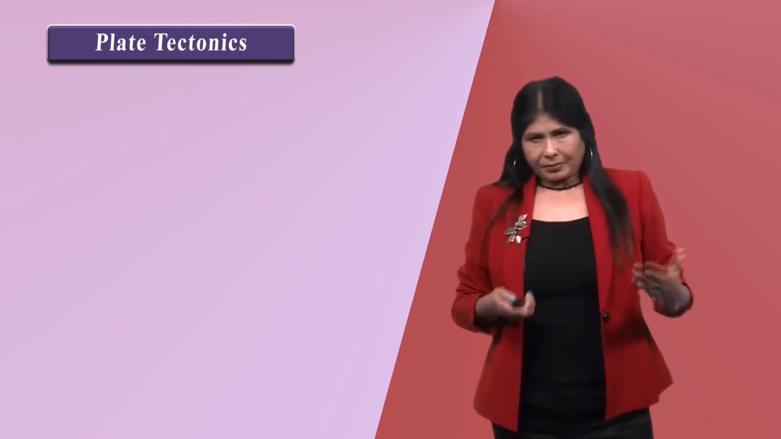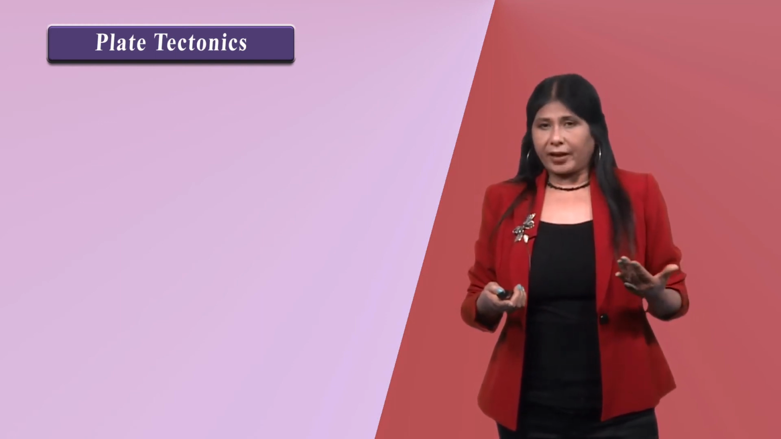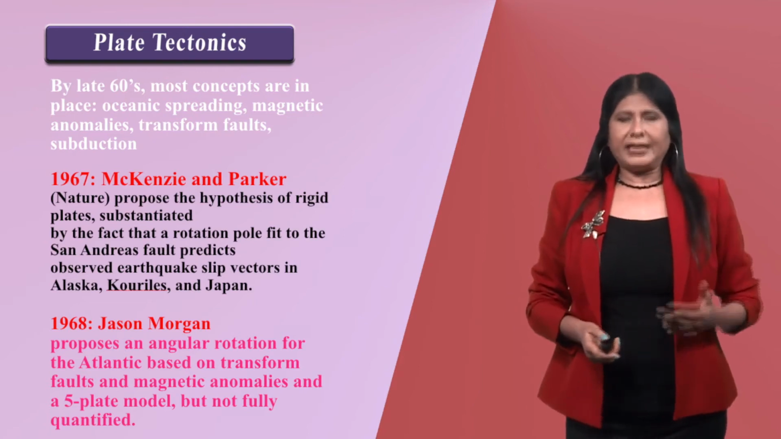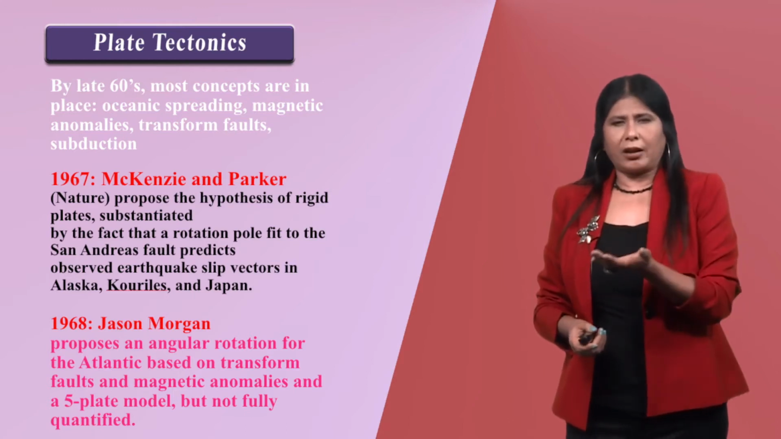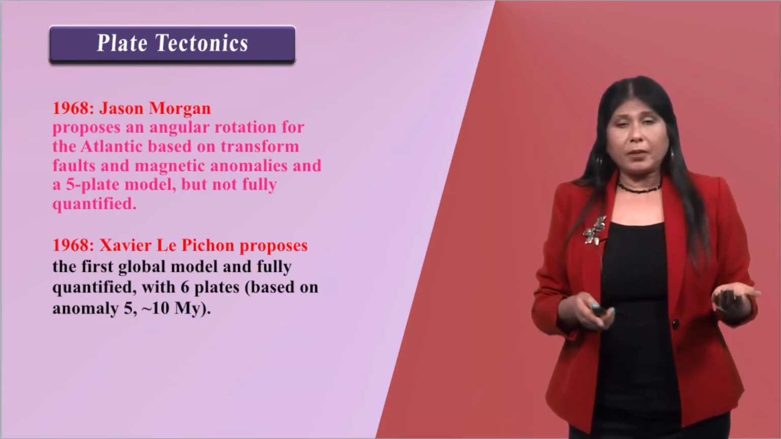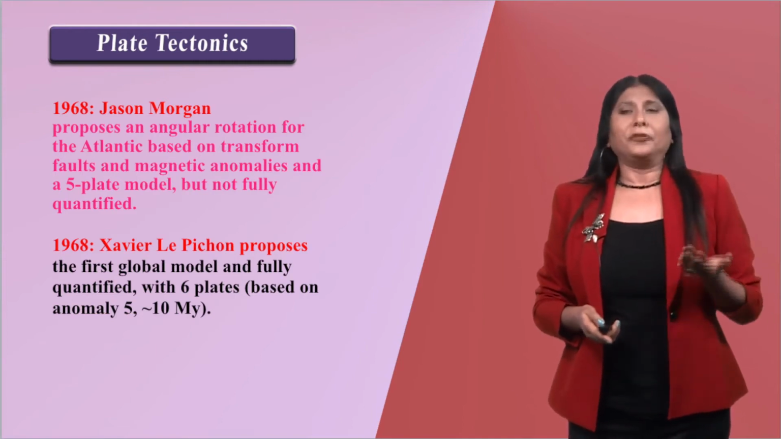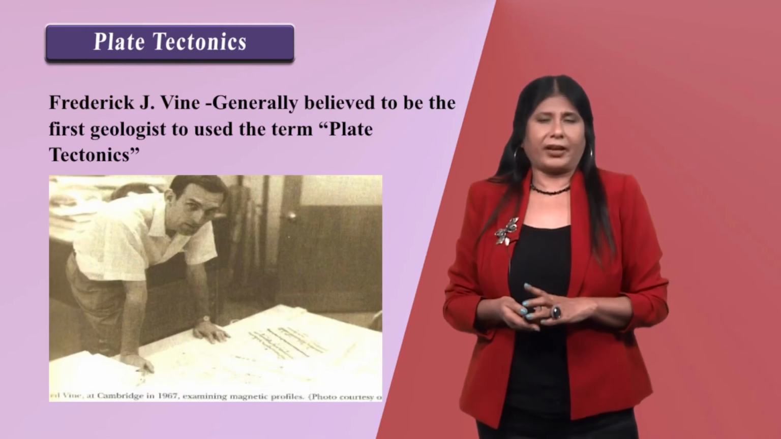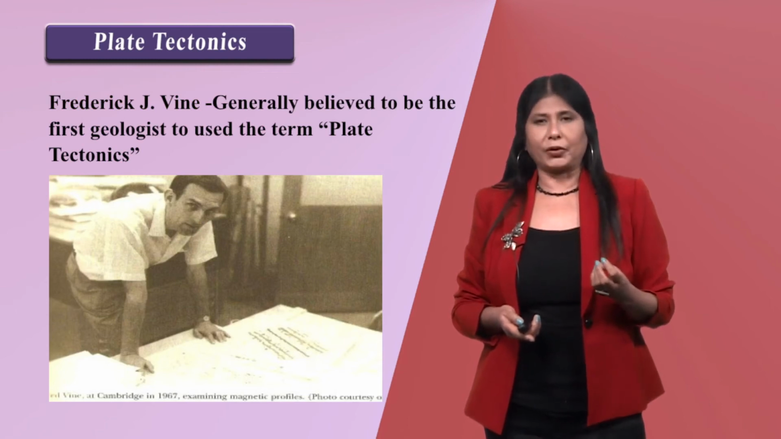All these things put together have come up with what we call sea floor spreading. The sea floor spreads and it subducts at the opposite end. Some of the timelines that we have: in 1967, McKenzie and Parker; in 1968, Jason Morgan, Xavier Le Pichon. They are all the pioneers of the formation of this theory called plate tectonics, and finally it is Frederick J. Vine. He is generally believed to have been the person who used the term plate tectonics.